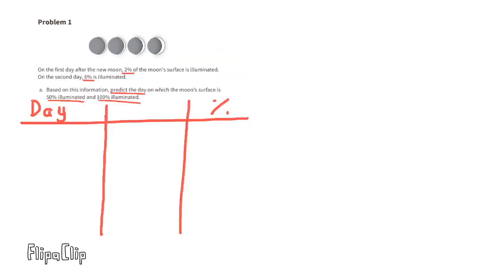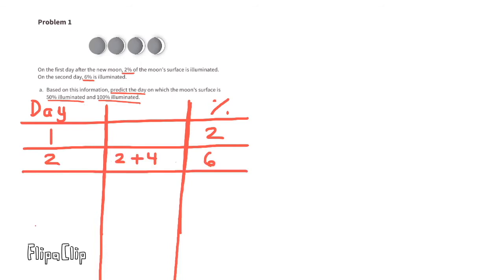I'll make a chart and label the first day 2% illuminated. And like they said, the second day was 6% illuminated. So I added 4. So each day we can add 4 until finally we reach 50%.